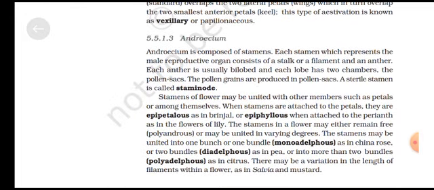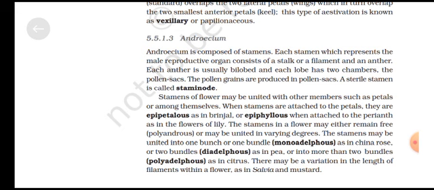Androecium. Androecium is composed of stamens. Each stamen, which represents the male reproductive organ, consists of a stalk or a filament and an anther. Each anther is usually bilobed, and each lobe has 2 chambers, the pollen sacs. The pollen grains are produced in pollen sacs. A sterile stamen is called staminode. Stamens of a flower may be united with other members such as petals or among themselves. When stamens are attached to the petals, they are epipetalous, as in brinjal, or epiphyllous when attached to the perianth, as in the flower of lily.